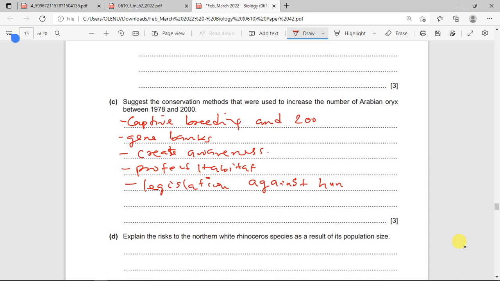Against hunting. You can also have national parks, natural parks and game reserves. Game reserves.